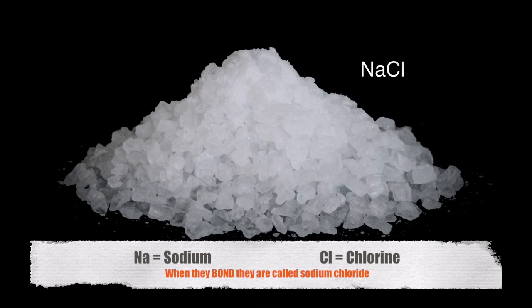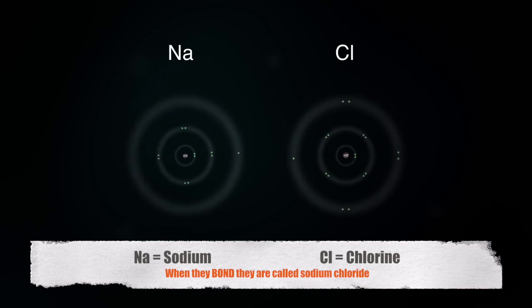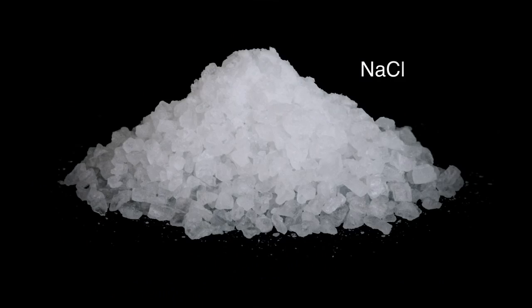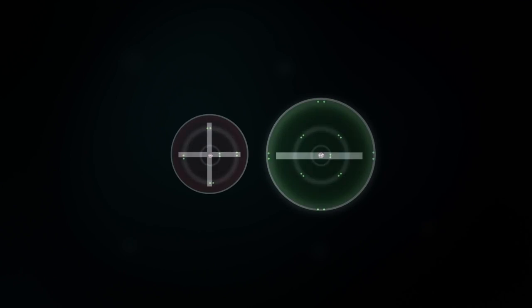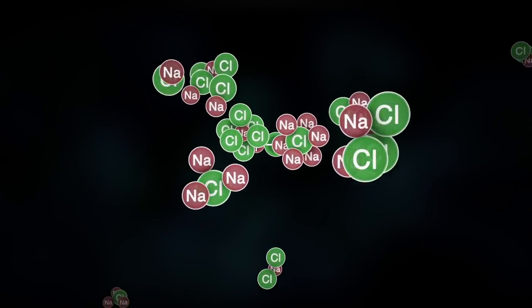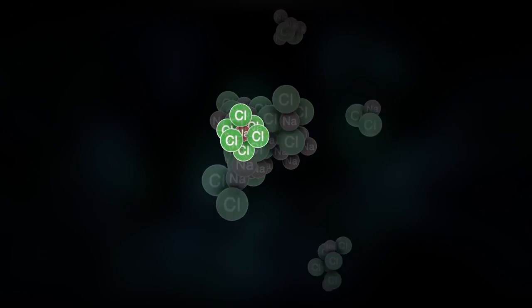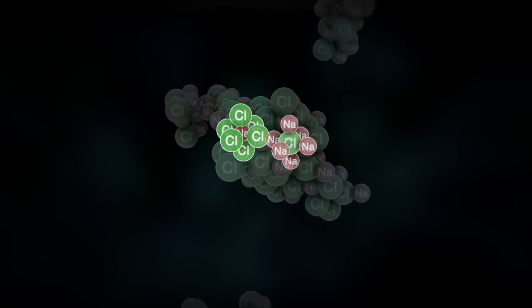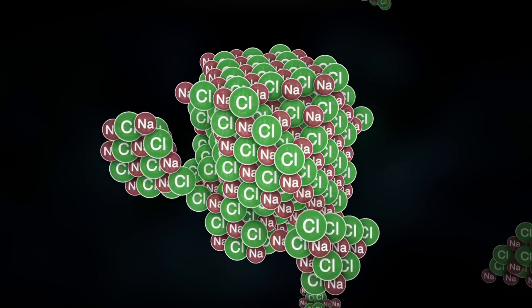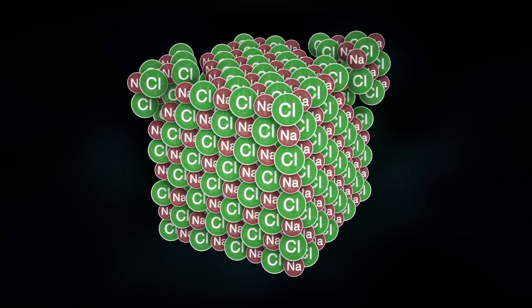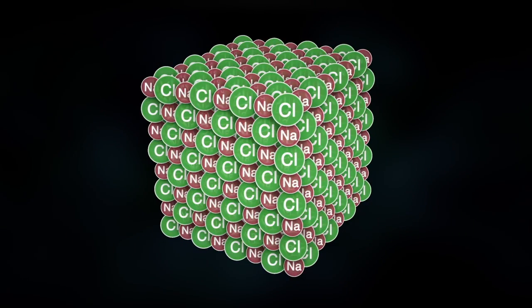When they bond, they become sodium chloride. Table salt, sodium chloride, is held together by ionic bonds. Every atom of sodium gives up one electron to every atom of chlorine. Ions are formed, and those ions arrange themselves in a 3D grid called a lattice, in which every sodium ion is bonded to 6 chloride ions, and every chloride ion is bonded to 6 sodium ions. The chlorine atoms never give the sodium atoms their electrons back.